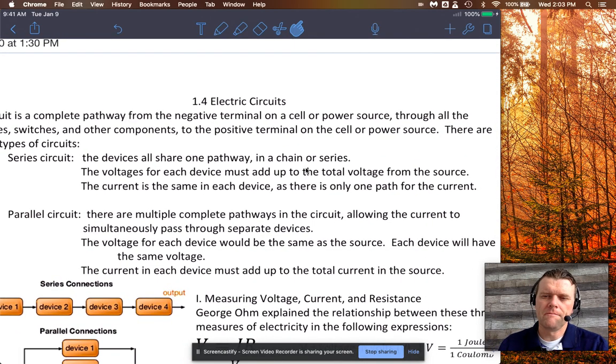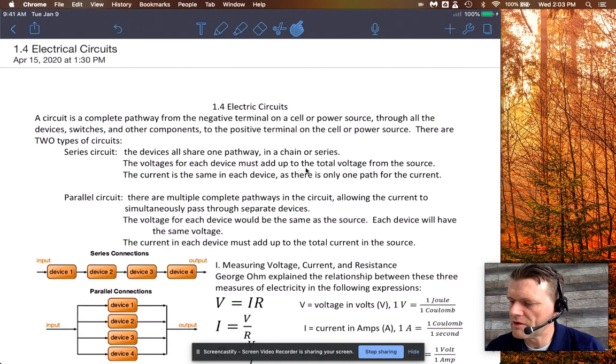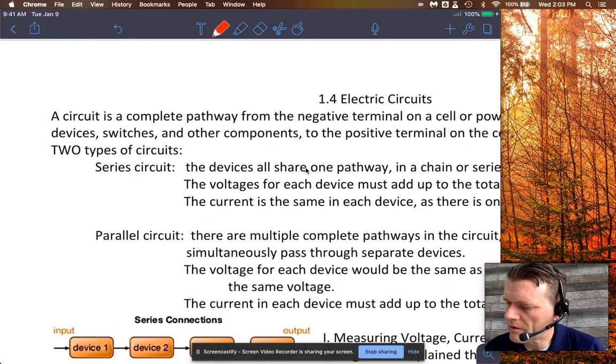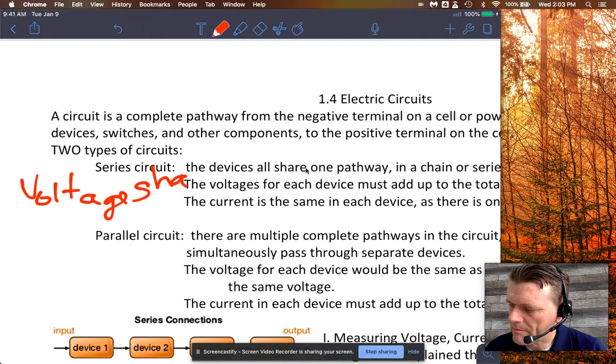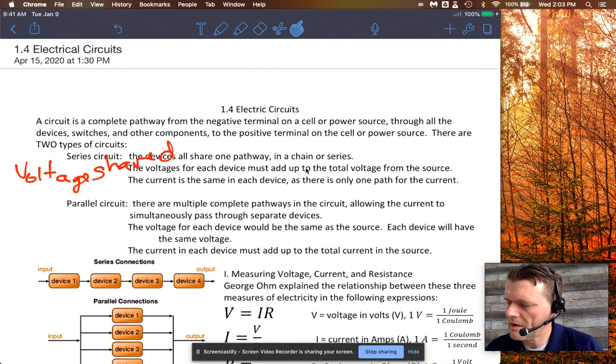Series circuits only have one pathway. That's where everything's kind of hooked up in a chain. We'll see that really quick. And what may not be too obvious right now is that when that happens, the voltage in each device has to add up to the total voltage. What we could say is that you have to share the voltage. We might say that the voltage is shared. But you'll see how that plays into the other one.